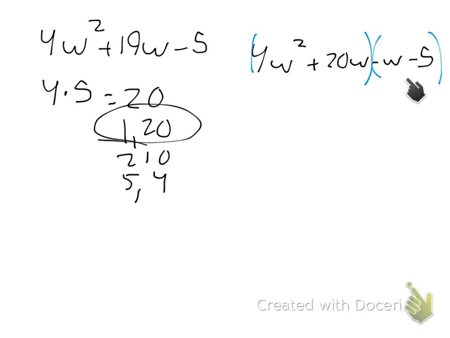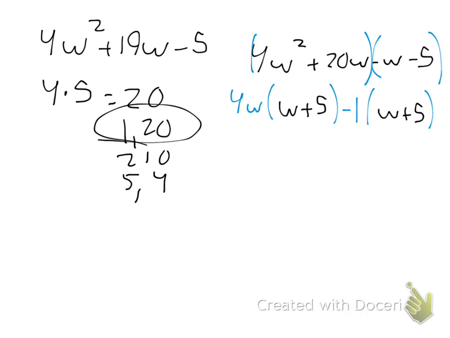And now I'm just going to factor each group separately. What can I take out of that first group? I can take a 4W out. And if I take a 4W out, what's left? W plus 5. Well, what can I take out of the second group then, to make it so it still has a W plus 5 left over? A negative 1. So I'm actually writing negative 1. What's left over? W plus 5. Do you notice that I now have both a W plus 5?